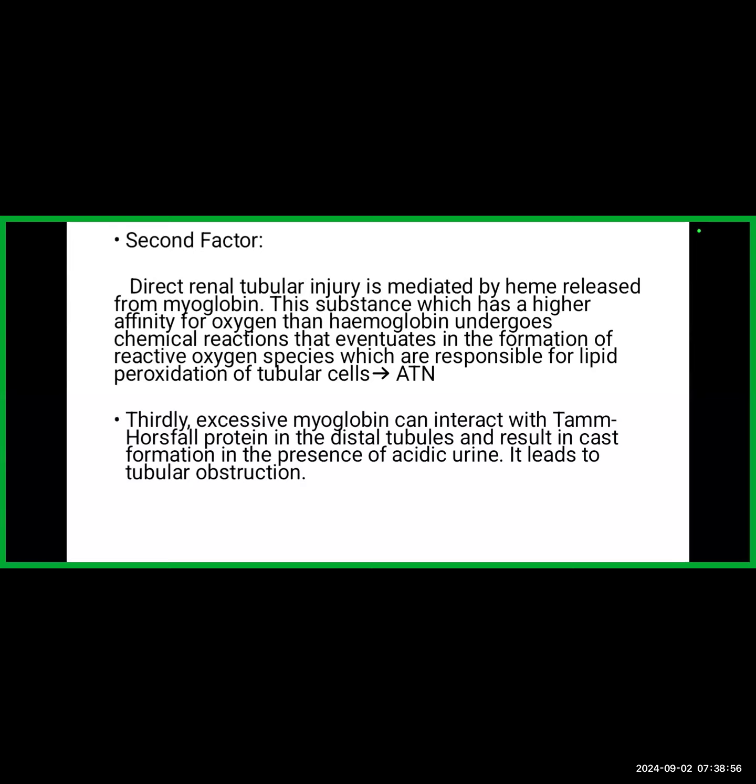And as we know, once you form cast in the renal tubules, this will lead to tubular obstruction. And this process is facilitated in the presence of acidic urine. So we'll come to know shortly in the management why we will need to alkalinize the urine in order to reduce the formation of this cast from the myoglobin and Tamm-Horsfall protein.